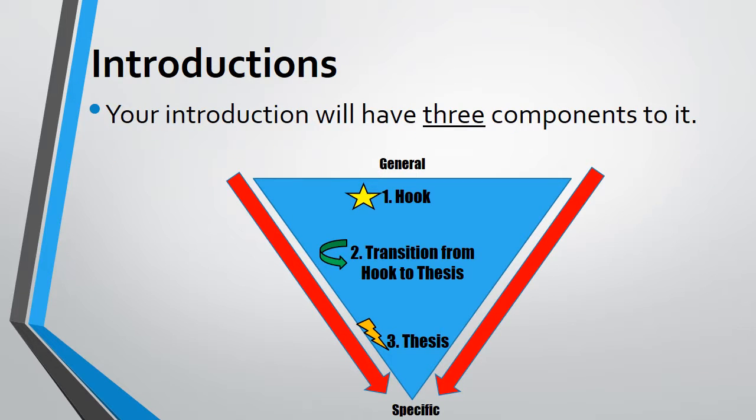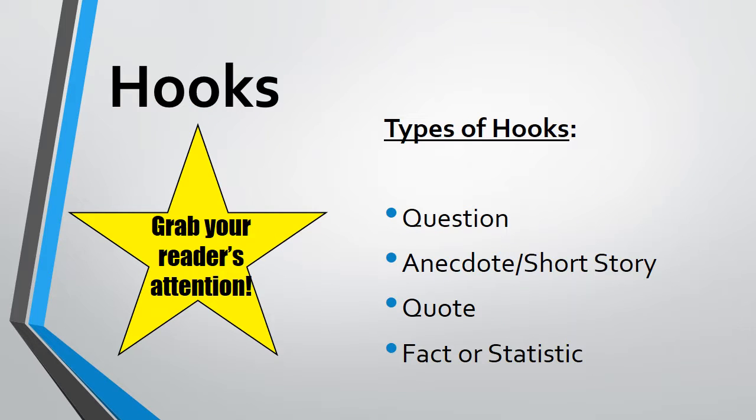Your introduction will typically have three basic components to it. The first component is the hook. The second component is the transition from the hook to the thesis, and the third component is the thesis. A good hook is an important part of your introduction. There are several different types of hooks that we will look at next. The types of hooks we will look at are question hooks, anecdote or short story hooks, quote hooks, and fact or statistic hooks.